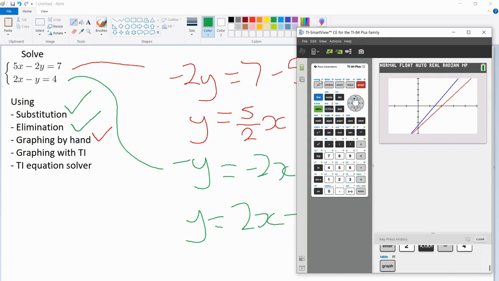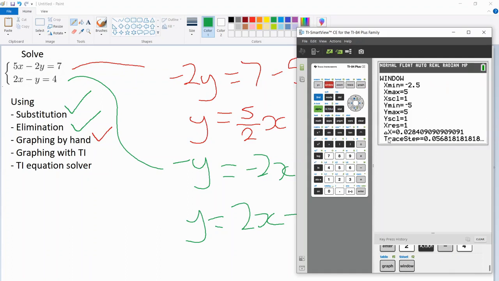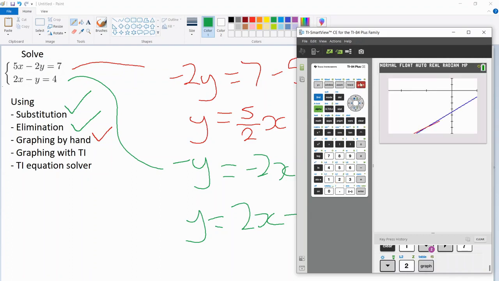Graph it. Okay, can't quite see it. Change our window. We need enough negative x space, which we have. We don't actually need as much as that. We're going to reduce the amount of positive x space. We definitely need more minus y space. Change that to 7. We do not need that much positive y space. So fixing our window, and there we can see the intersection.